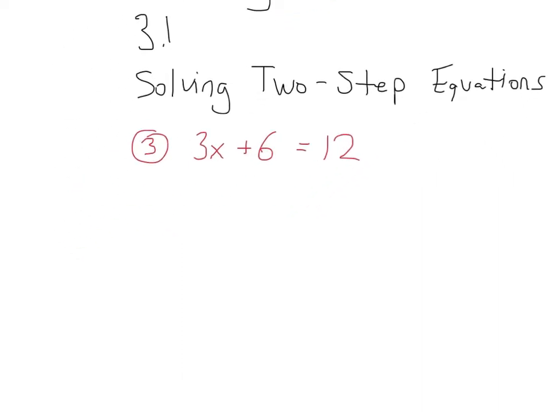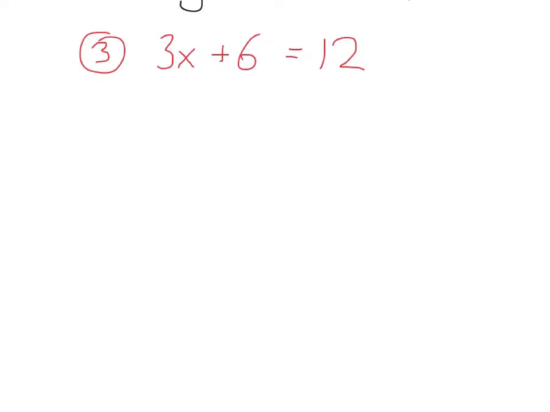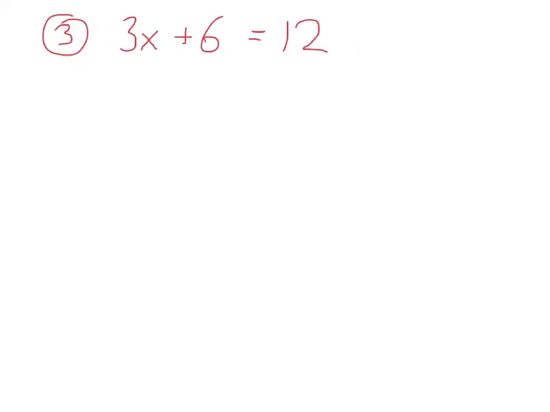Alright, so here's our third problem for the video. 3x plus 6 equals 12. Now you see an equal sign and a variable, so that means what? It means we're going to solve. Okay, and we're solving for what? For x. And again, we're solving an equation. We want our variable to be by himself at the end equal to some number.